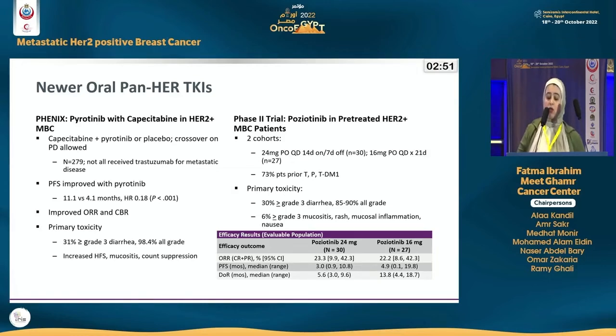Another phase 2 trial of pyrotinib in pre-treated HER2 positive metastatic breast cancer patients. Primary toxicity was about 30% grade 3 diarrhea, less than 6% grade 3 mucositis, rash, and mucosal inflammation.